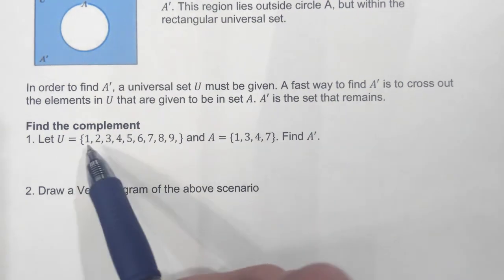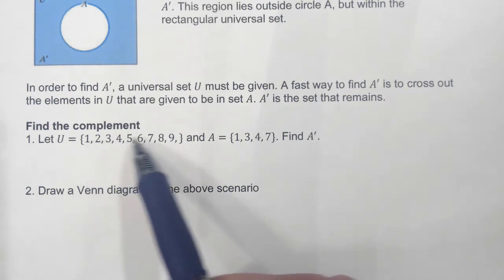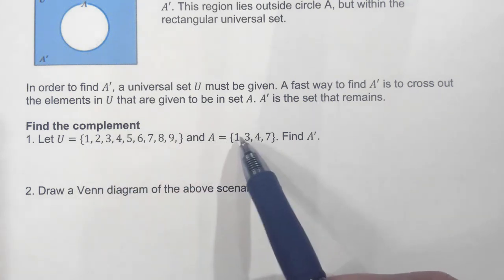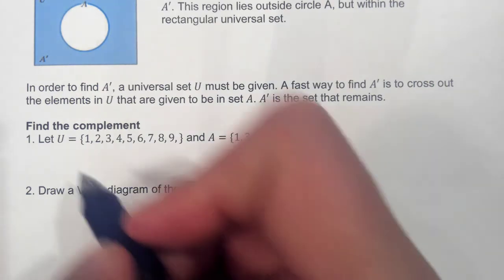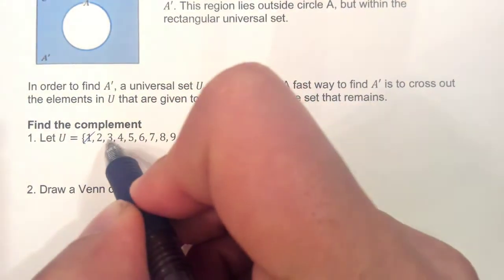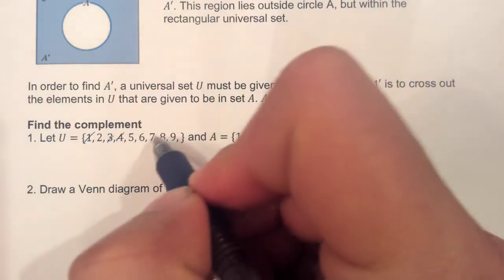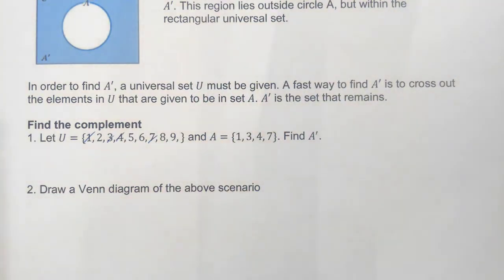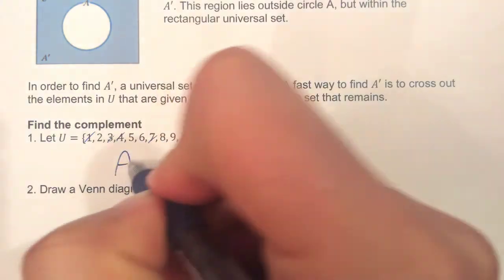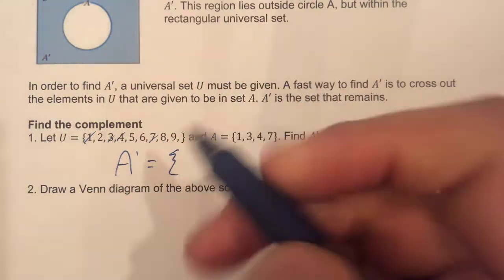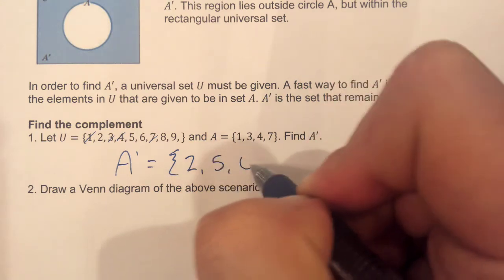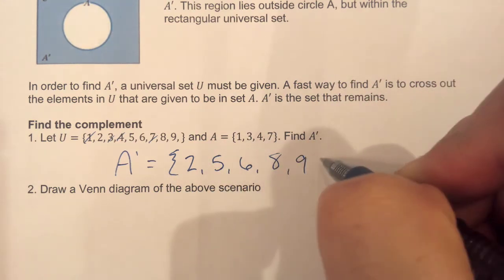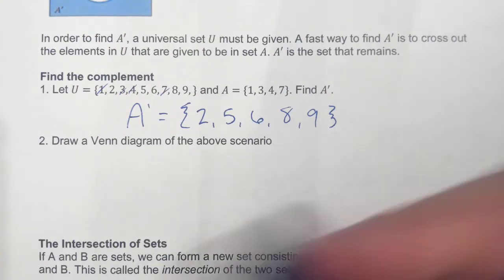Okay, so let the universal set be the numbers 1 through 9. Set A is the numbers 1, 3, 4, and 7. What would be the complement of A? So again, the fast way is just cross out 1, 3, 4, and 7. Since those are in A, then the complement of A would be the things not in A. So the complement of A would be the things left over: 2, 5, 6, 8, and 9. And then they ask us to draw a Venn diagram of that scenario.